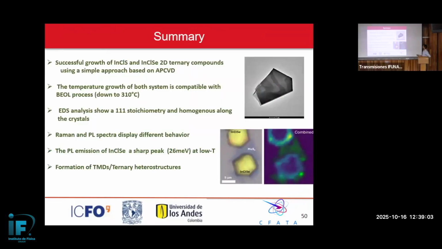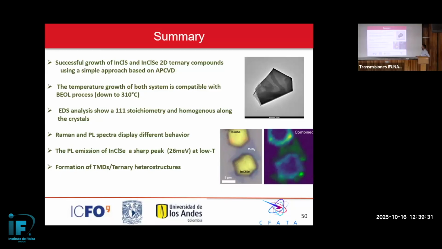Just to summarize, I showed you before that we can grow ternary compounds using a very simple approach based on atmospheric pressure CVD. They can be grown at temperatures that are fully compatible with the back end of line process.